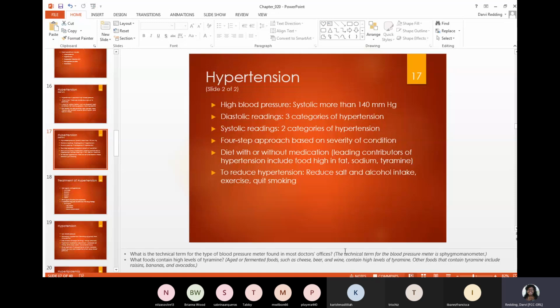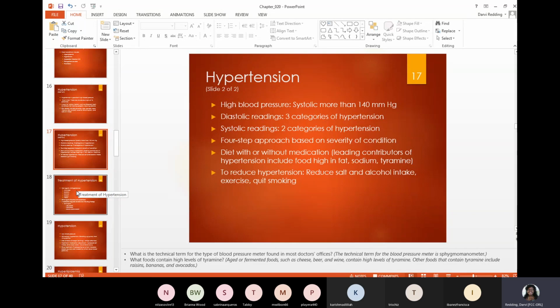So what is the technical term when it comes to what type of foods contain high levels of tyramine? Some examples are aged or fermented foods such as cheese, beer, and wine. Those contain high levels of tyramine. And then there are some other foods that contain tyramine, which includes raisins, bananas, and avocados. And I don't know about you, but I love me some avocados.